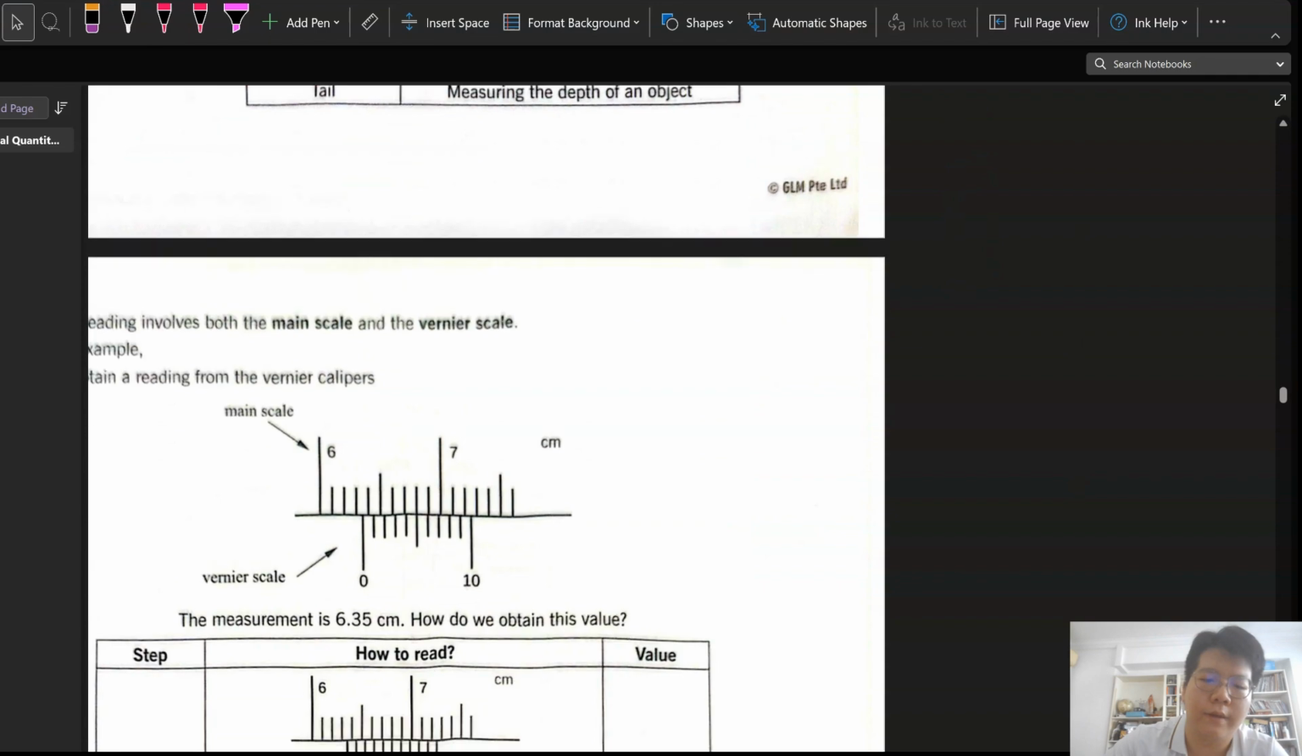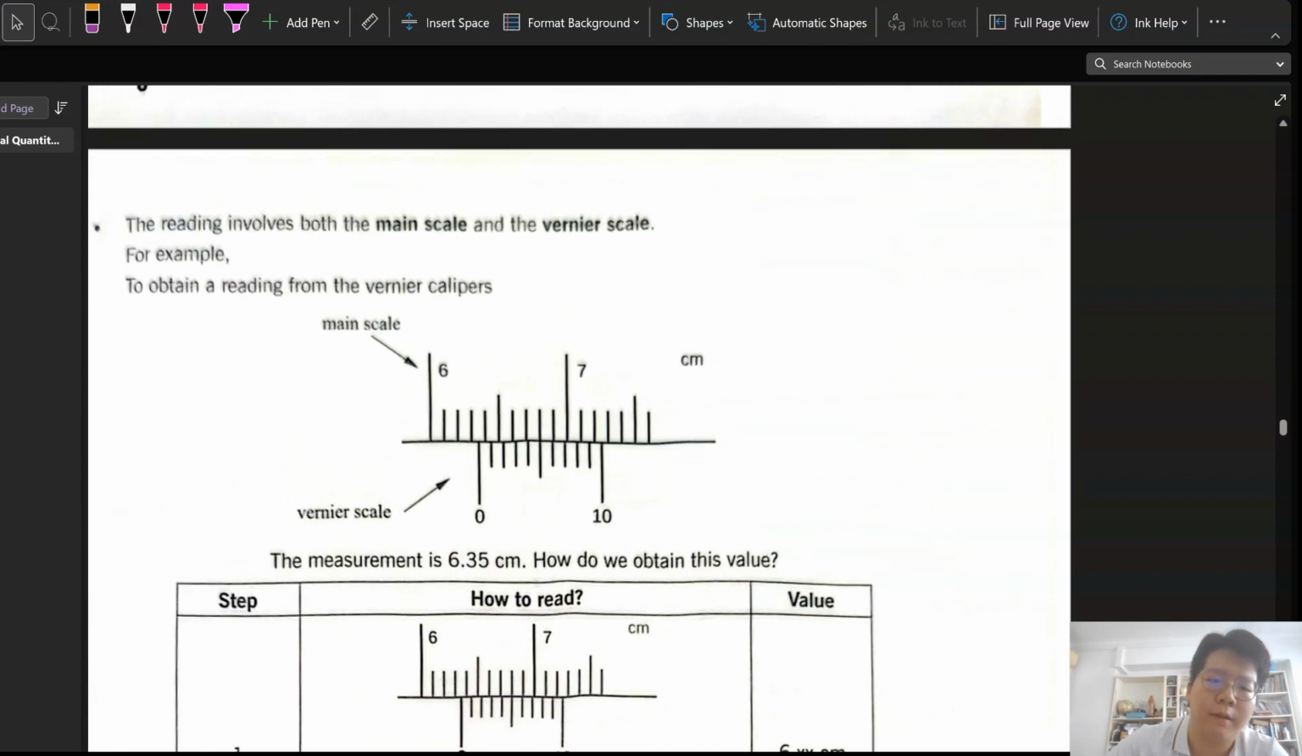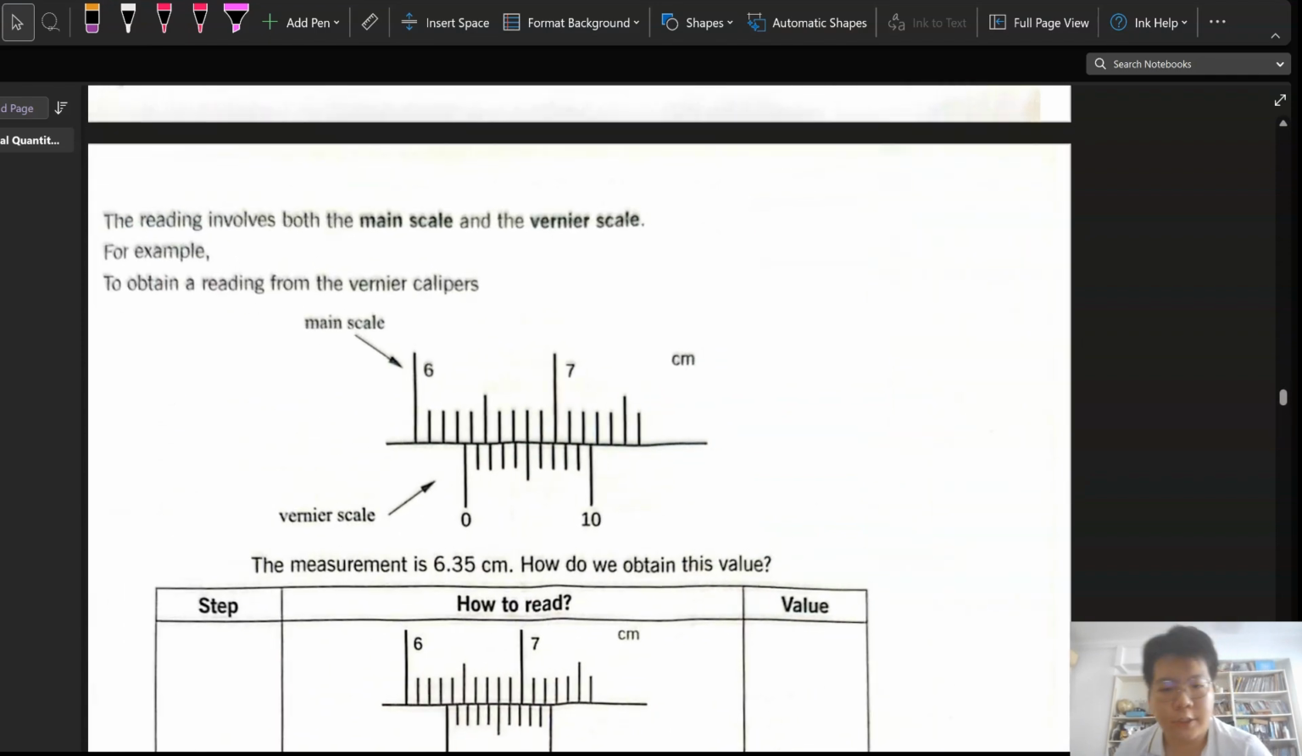Okay, so now let's go to the fun part, the reading of a vernier caliper. A reading of a vernier caliper is actually quite interesting. Your vernier caliper is split into 2 sections. You have your main scale over here and you have your vernier scale. To read the vernier caliper is actually very simple. It is actually just a 3-step process. So let's go through this.